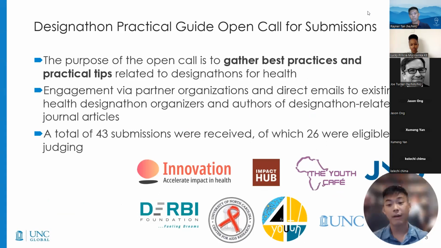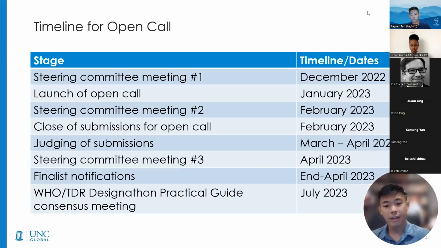We also sent direct emails to existing health Designathon organizers that we identified through a search online, and also to authors of Designathon related journal articles. So a total of 43 submissions were received by the end of the open call, of which 26 were eligible for judging. So this is the timeline for the open call.